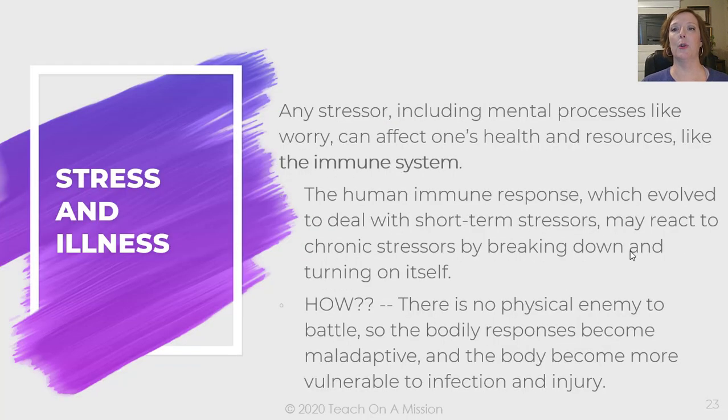Any stressor, including mental processes like worry, can affect one's health and resources like the immune system. The immune response, which evolved to deal with short-term stressors, may react to chronic stressors by breaking down and turning on itself. How? There's no physical enemy to battle. So the bodily responses become maladaptive and the body becomes more and more vulnerable to infection and injury.